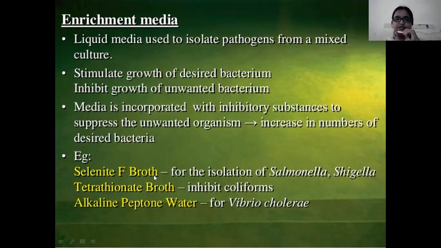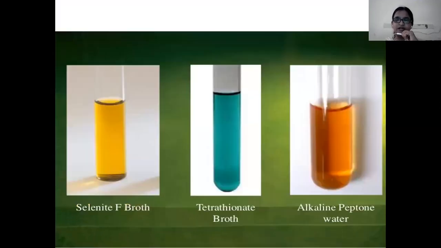Example, selenite F broth for isolation of Salmonella and Shigella. Tetrathionate broth inhibits coliforms, and alkaline peptone water for Vibrio cholerae. Here there are particular chemicals which favor the growth of particular bacteria and stop the growth of unwanted bacteria. These are the diagrams showing different types of media.